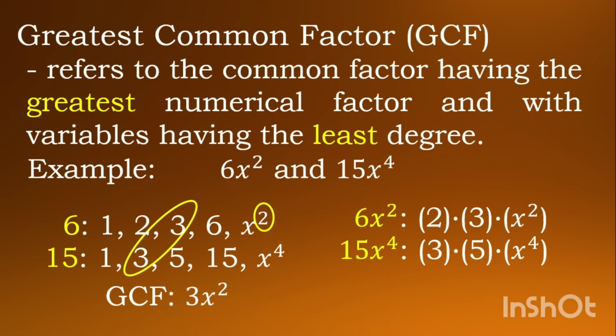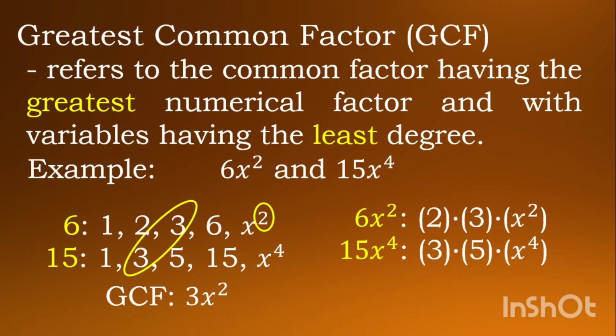Next. Another way is by prime factorization. So, 6x squared. Mag-iisip ka ng mga factors ng number or term na yon na prime number lang. So, halimbawa kay 6, hindi mo na pwedeng gamitin si 1 and 6 because 6 is not a prime number. So, mag-iisip ka ng mga number na prime numbers lang. Halimbawa sa 6, we have 2 and 3. 2 times 3 is 6. 2 and 3 are prime numbers.